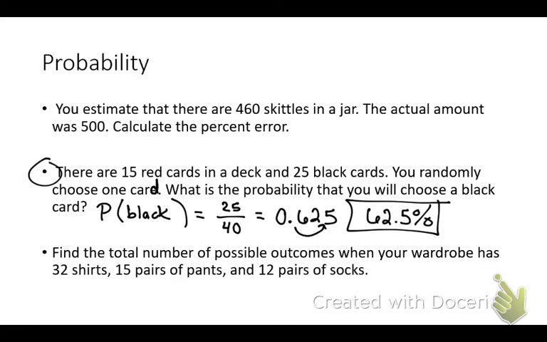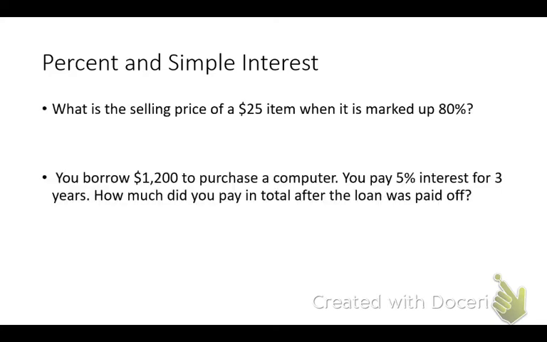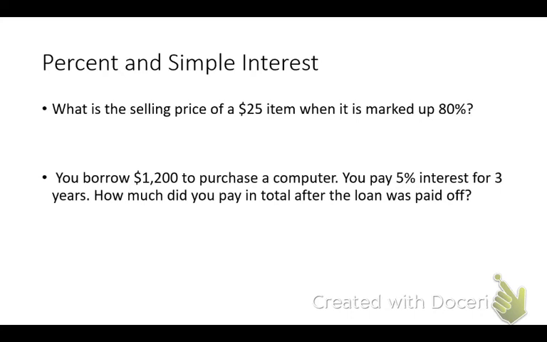So again, surface level today, more practice coming throughout the rest of the week. Percent problems. Both of these, we're going to need to practice probably a little bit more than the other concepts. But again, we're touching on it today, and it's on your review sheet homework tonight. What is the selling price of a $25 item when it is marked up by 80%?